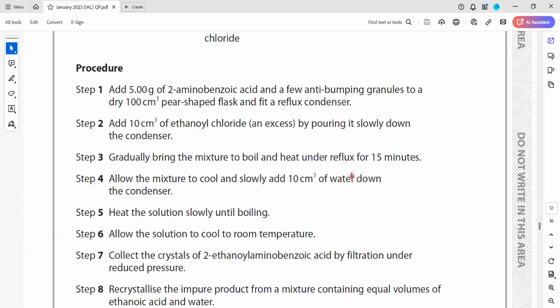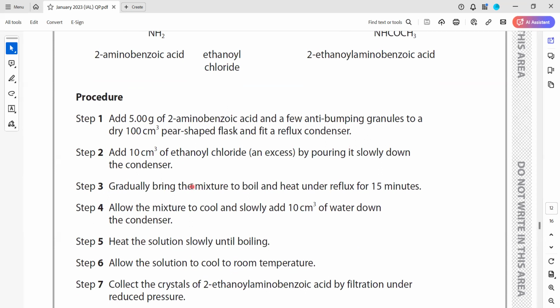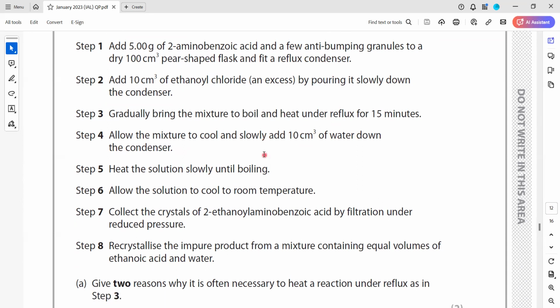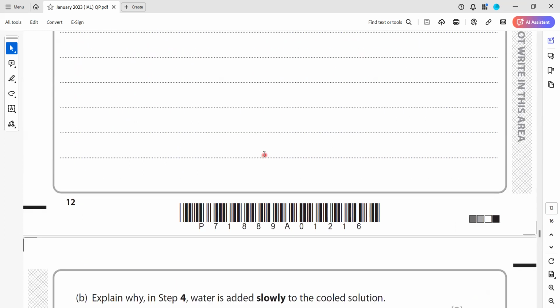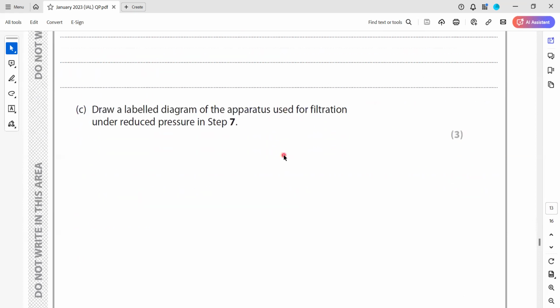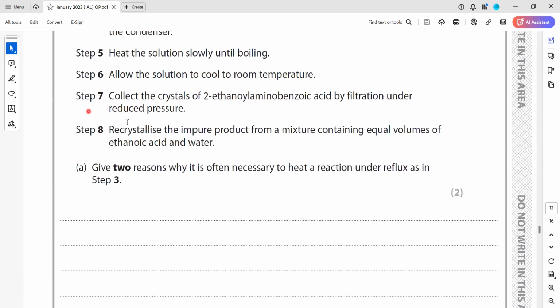But the main reason for adding the water slowly, in small amounts, is the exothermic reaction between ethanoyl chloride and water, a vigorous reaction, which may result in an increase in temperature of the container, or the volatile liquids might escape. Because if the temperature increases too much, the volatile liquids, liquids with a low boiling point, start to boil up.